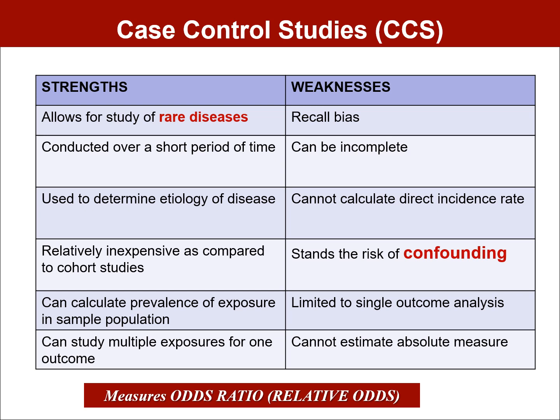Like I stated on the previous slide, it allows for the study of rare diseases. It can be conducted over a short period of time when you compare it to other advanced analytical study designs such as cohort studies and experimental study designs. But of course, this requires more resources and more time compared to the other descriptive study designs that we previously talked about in the past weeks. It also is used to determine etiology of disease.